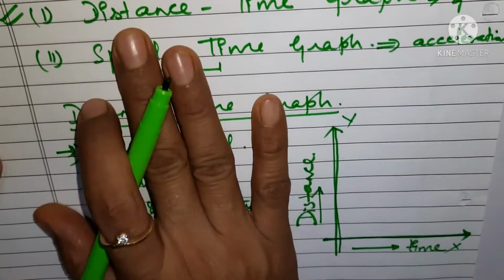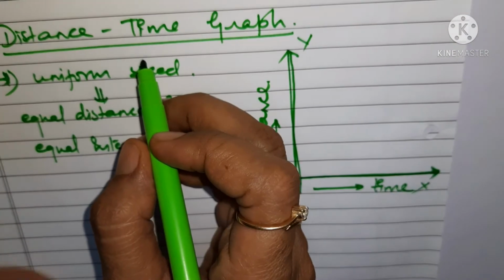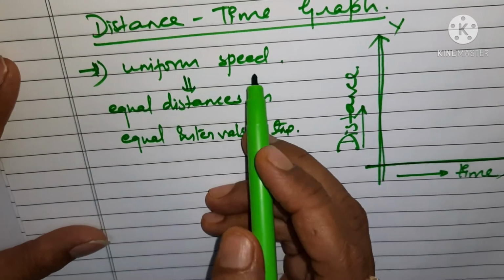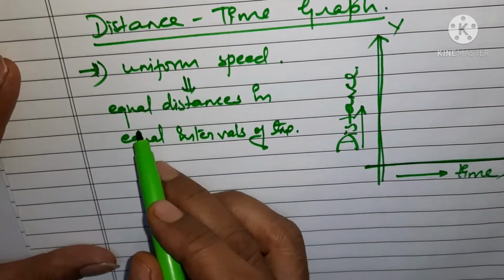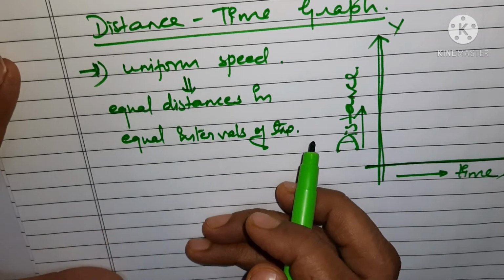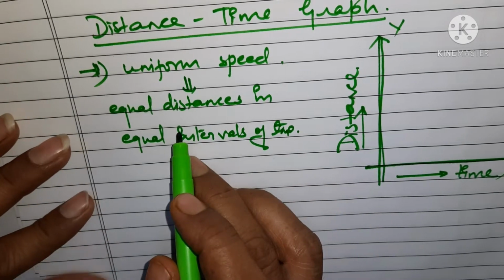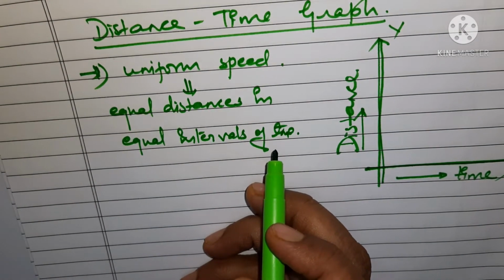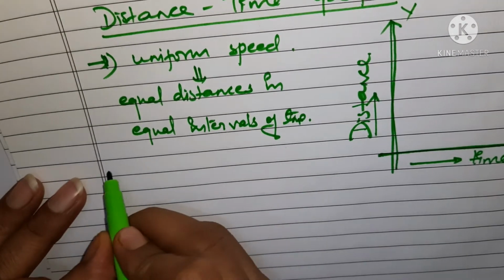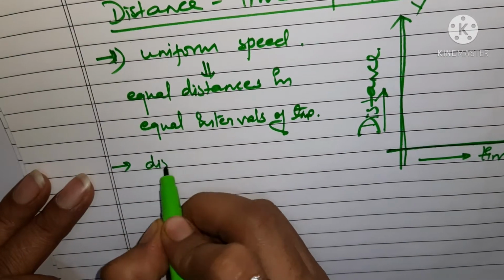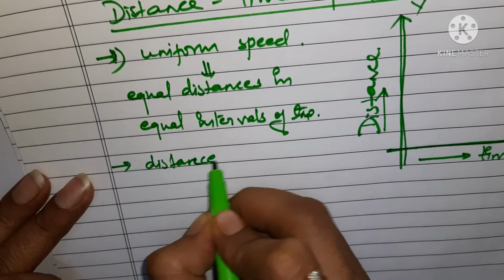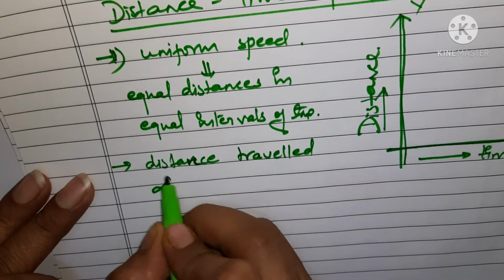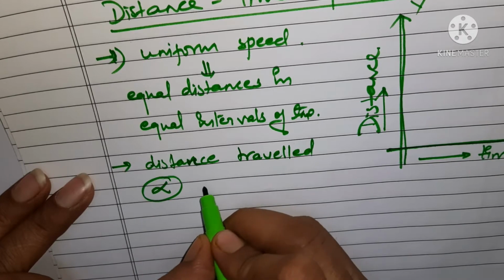Now let us see what is there in the distance time graph. When a body moves with a uniform speed, it covers equal distances in equal intervals of time. When this happens, the distance traveled is directly proportional to time.